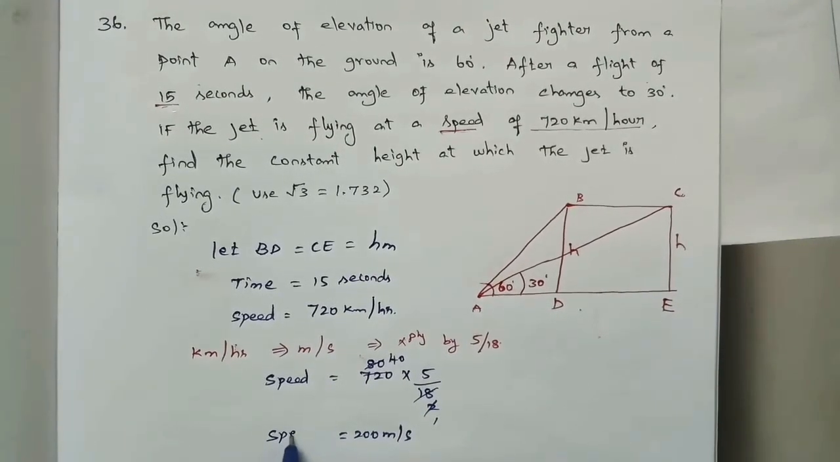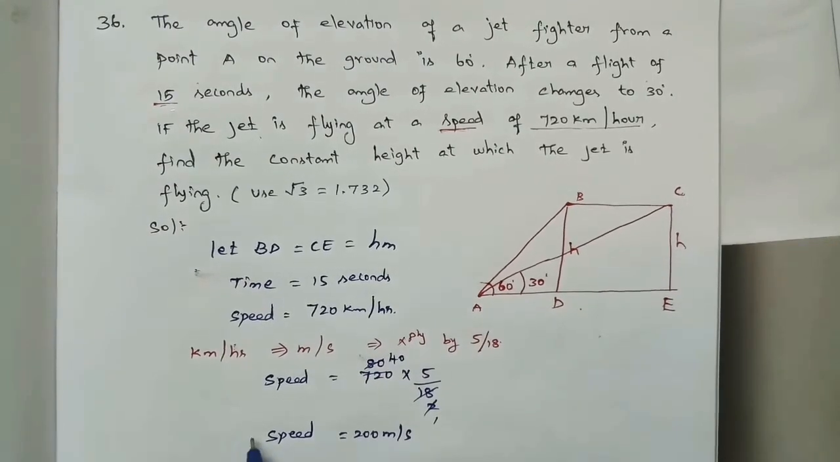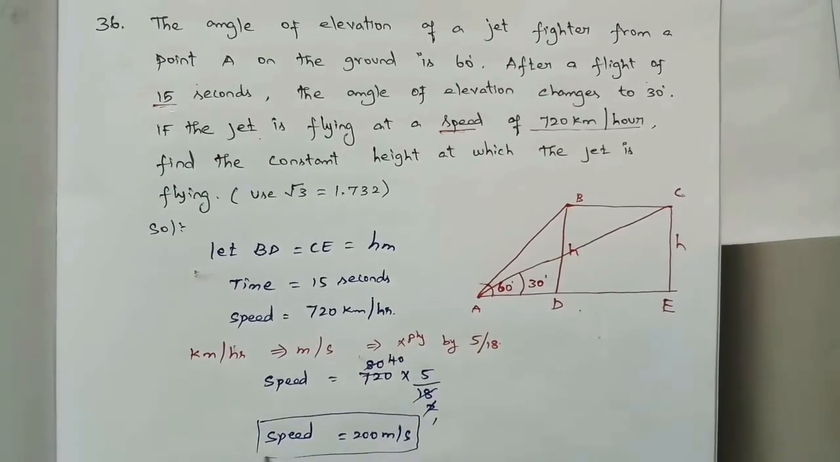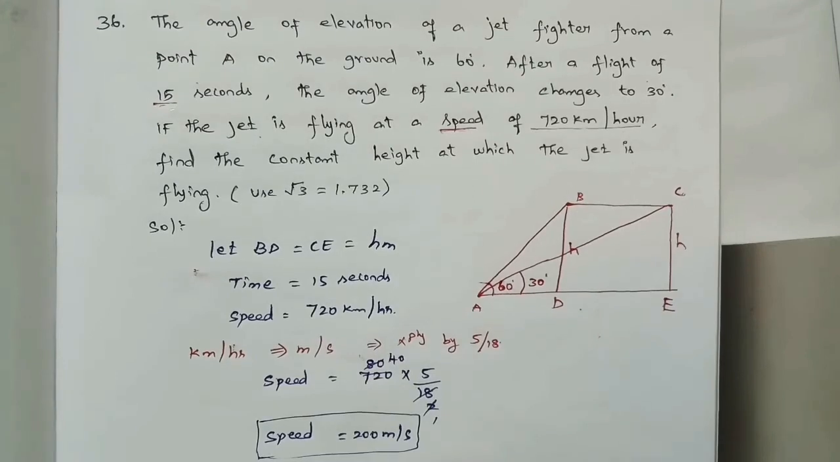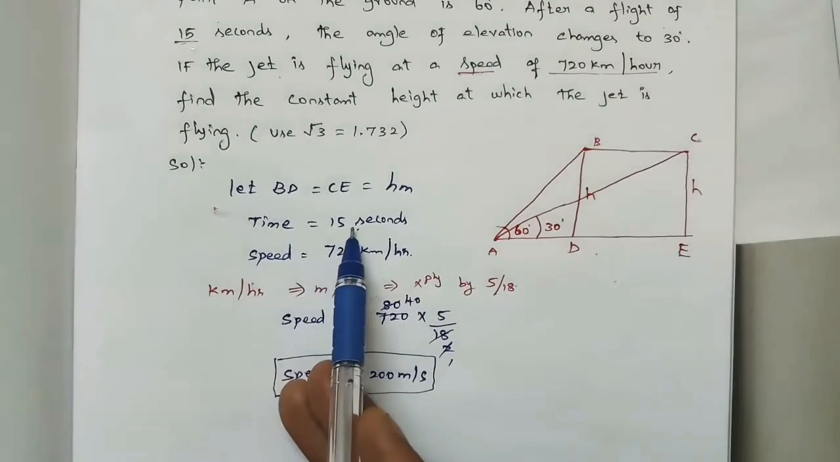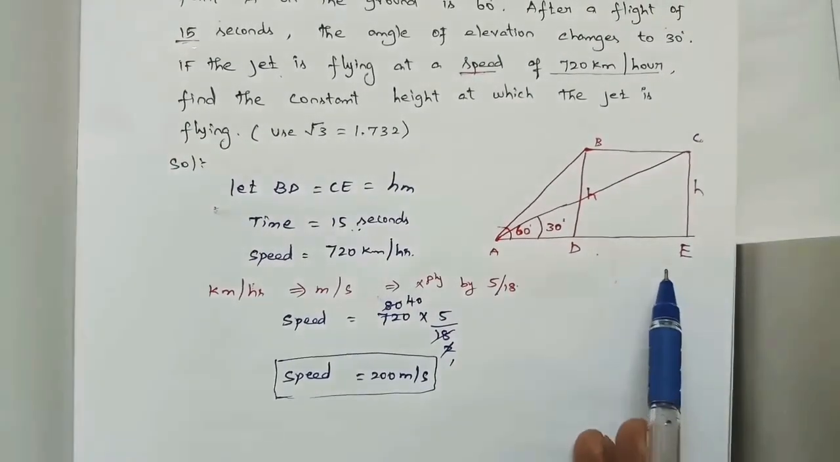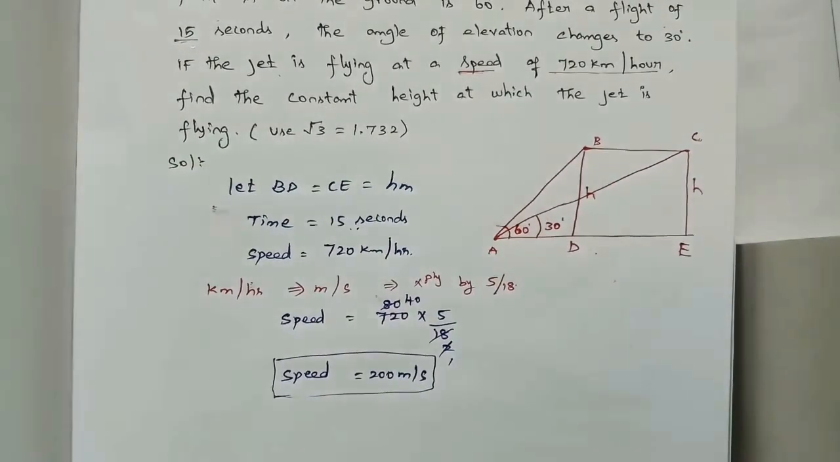Therefore the speed of the jet fighter is 200 meter per second. Why am I converting to meter per second? Because they have given the time in seconds. Now we are going to find the height of the jet fighter, in terms of meters only.